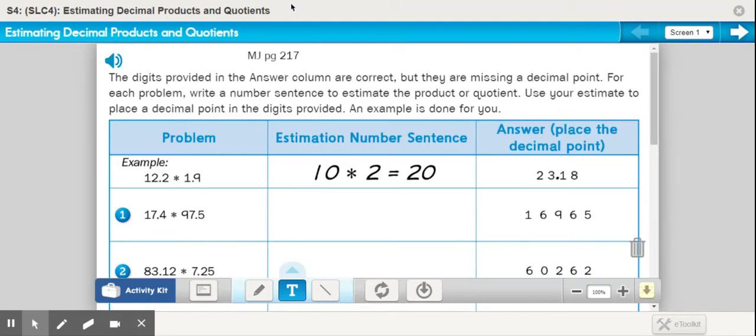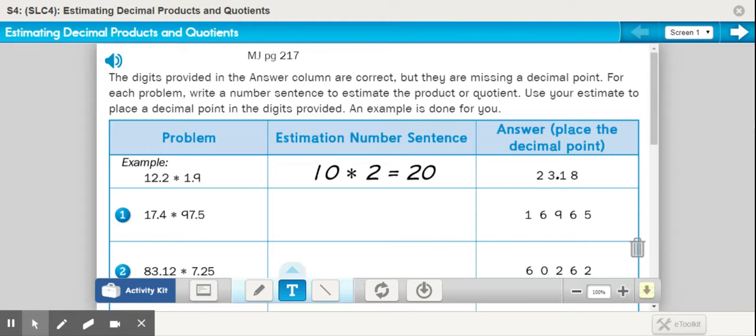So let's go back to the lesson. The reason we made estimates when we were multiplying with whole numbers or dividing with whole numbers was to check to make sure our answer made sense. If our answer is not reasonable, then that should tell us we need to go back and make sure that we didn't make a mistake somewhere. A reason that we are multiplying and dividing with decimals, or I should say making estimates when we're multiplying and dividing decimals, is so we can figure out where the decimal point needs to go.